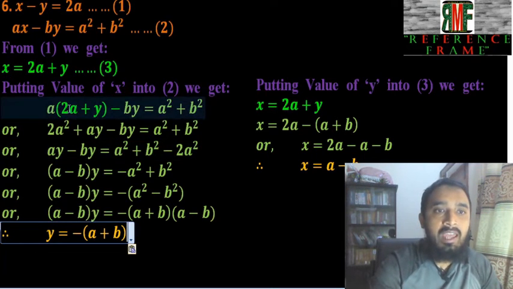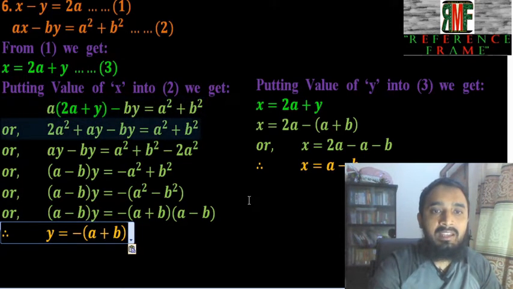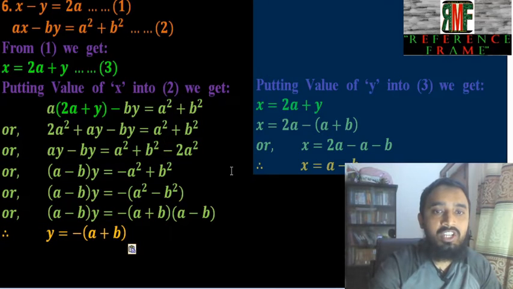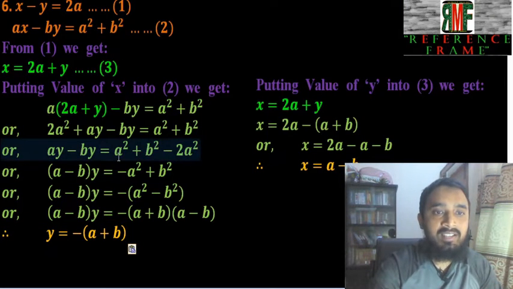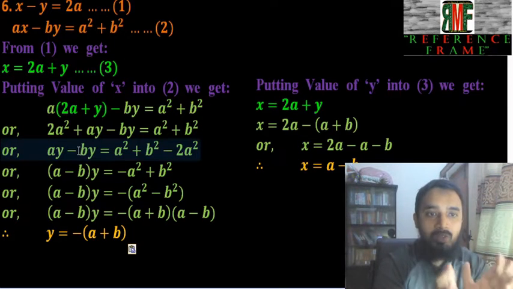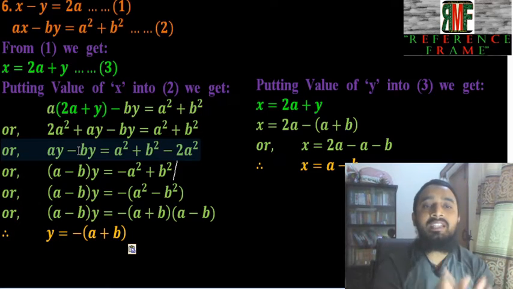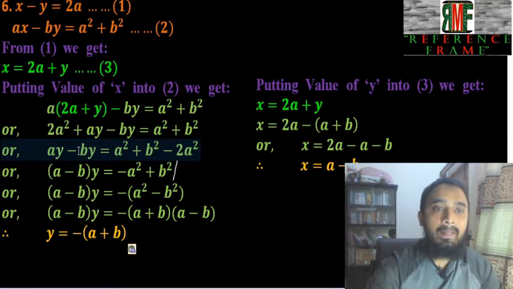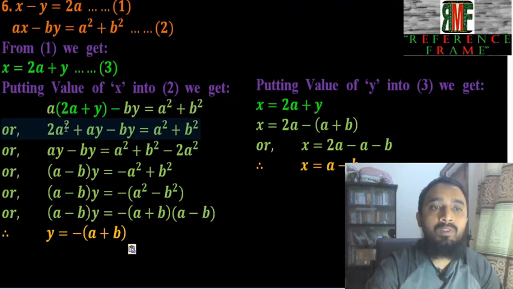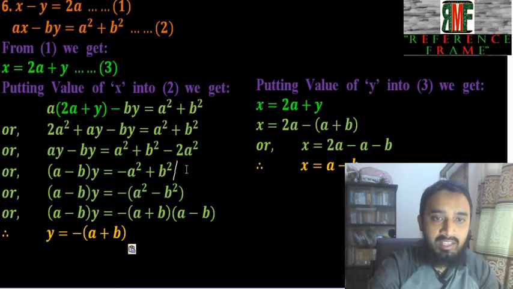Doing this, a into twice a gives twice a square, and a into y gives ay by the distributive law of multiplication, and the remaining stays the same. Now we change the sides. Since we are asked to find the value of y, we keep all the y terms on the left hand side and everything else on the right hand side. So here we have ay minus by, and we move twice a square onto the right hand side, and by doing this we get a situation like this.